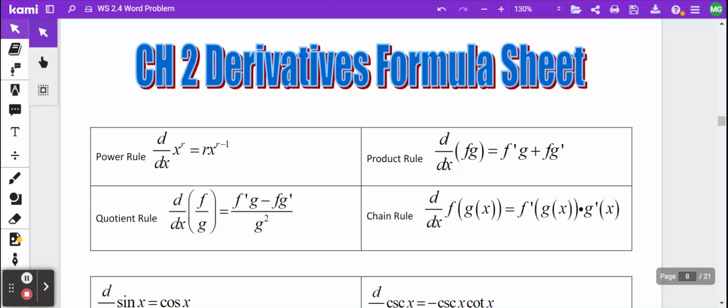Hi, everyone. Today we're going to work on taking more derivatives, right? Of course, it's calculus. We're taking derivatives. And what you'll see in front of you is a formula sheet. Now, you know some of these formulas. We haven't quite gotten to chain rule yet.